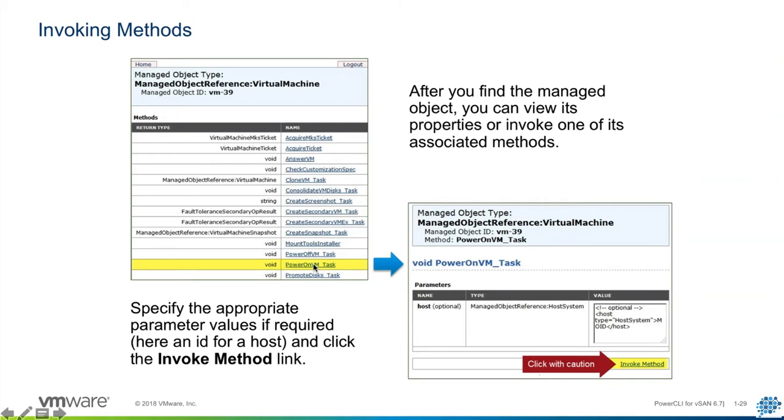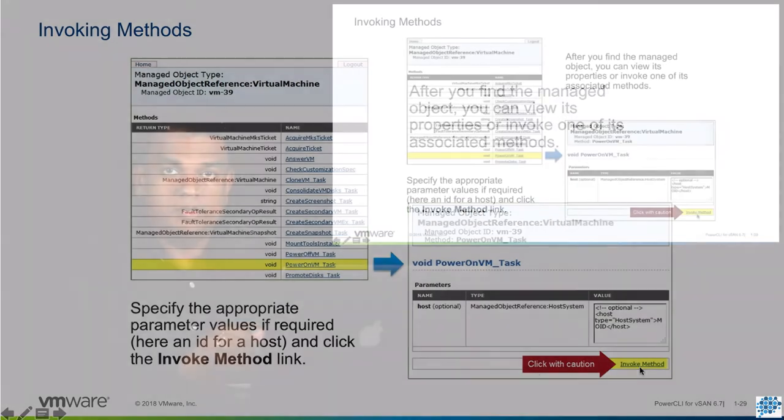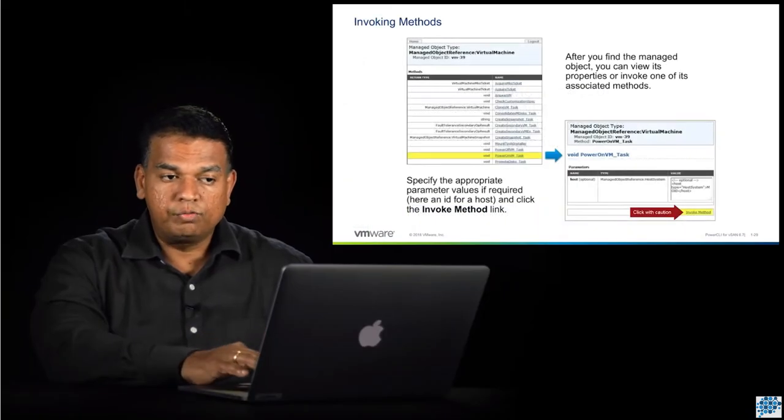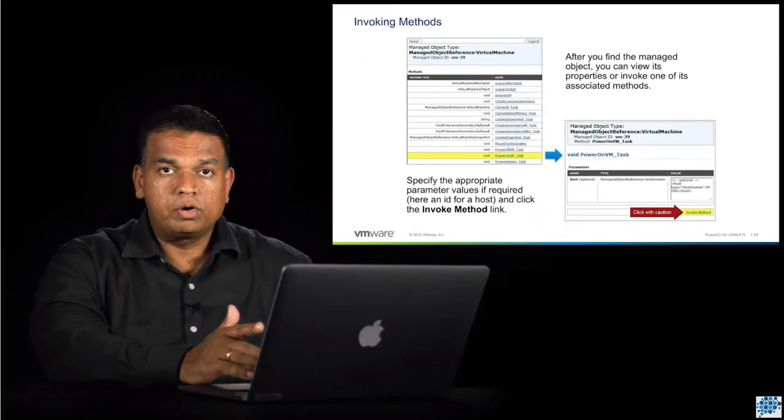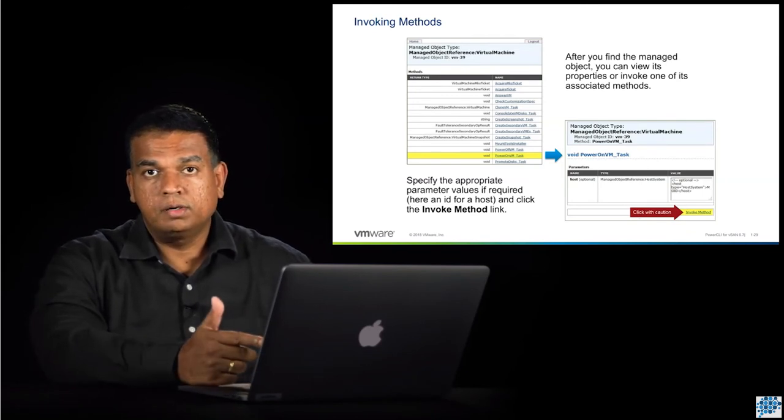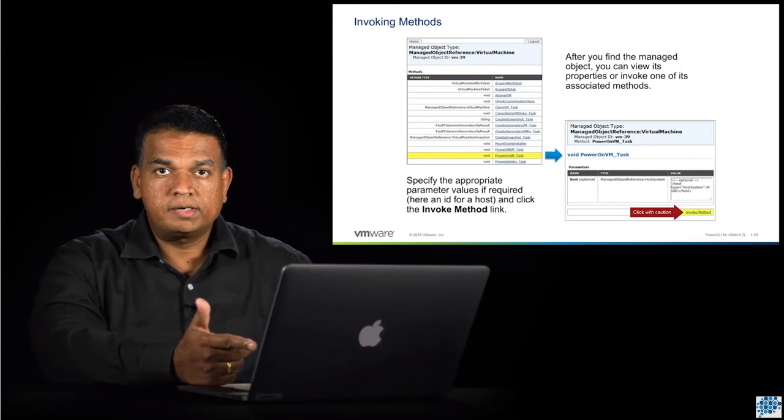To invoke the method, you simply click on this hyperlink called PowerOnVM_Task, which will launch another window, the PowerOnVM method window. In this window, you will find an option called Invoke Method. Once you click on Invoke Method, this will power on the VM. So this is how you invoke the method on any kind of object.